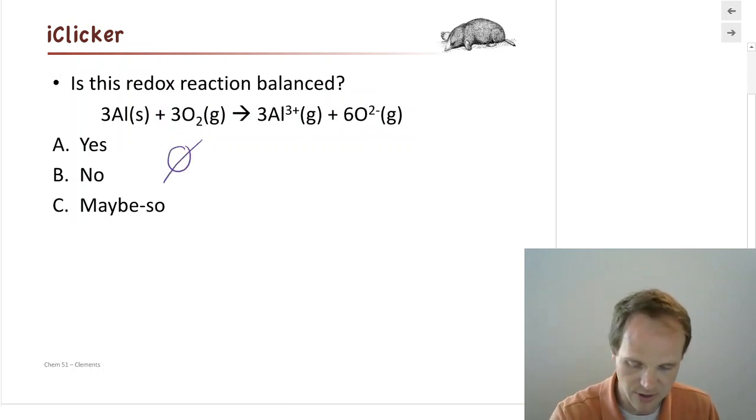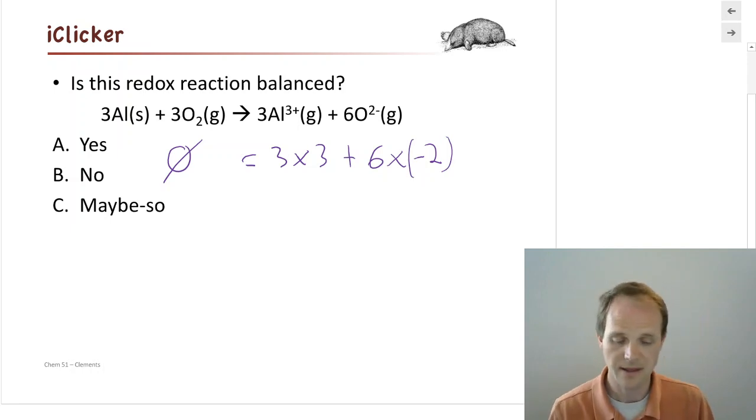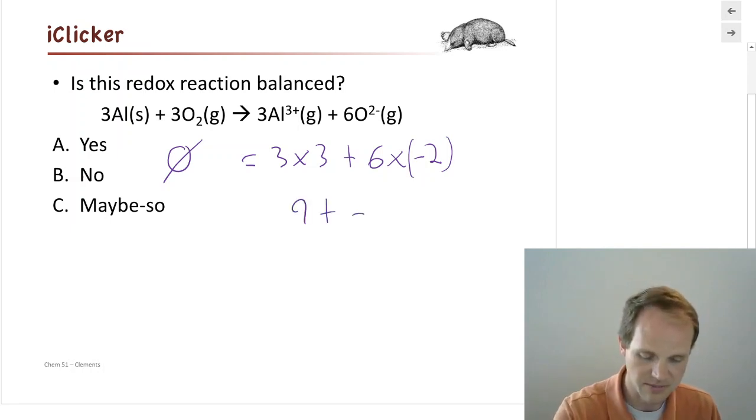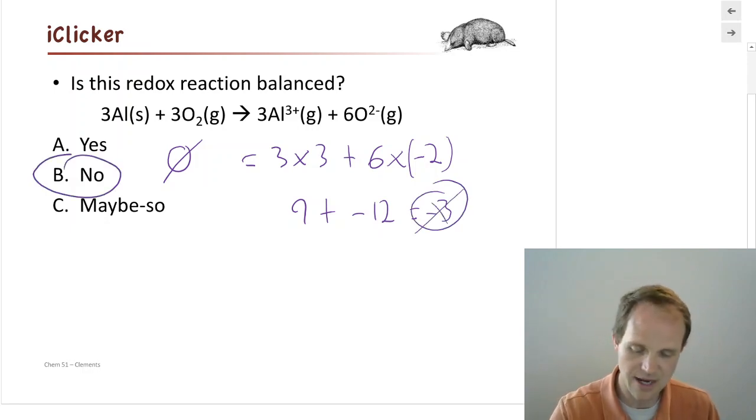You got a total of 0 on the left, and hopefully that's equal to 3 times 3 plus 6 times minus 2, right? Is it? We've got 9 plus minus 12 is minus 3. 0 is not equal to minus 3, at least not in my world, so this reaction is not balanced.